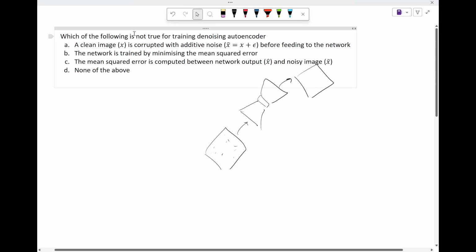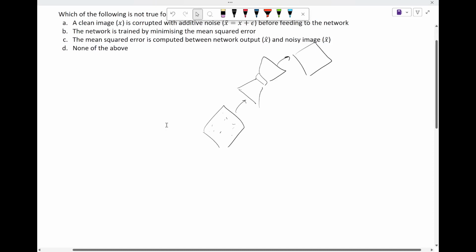So they are asking which of the following is not true when you're training a denoising autoencoder. When you're training a denoising autoencoder, you want to create training data. So how do you create training data? You need some images which have noise and the clean versions of the same image. So when you're training, it's a supervised learning task. You want the label. Your label is basically a clean image, and your input is a noisy image. So how do you create this data set?